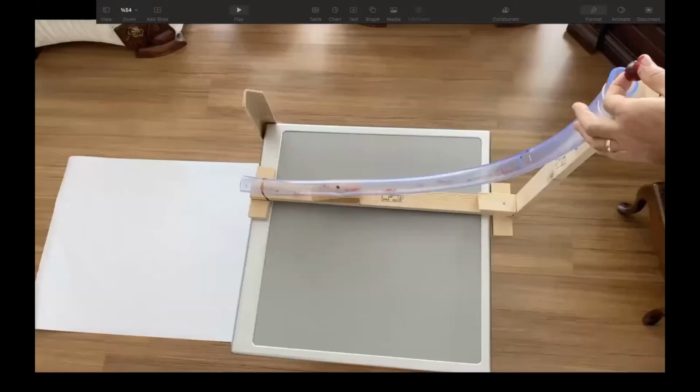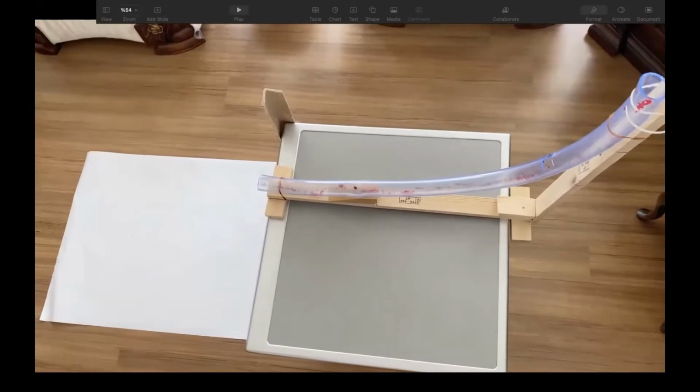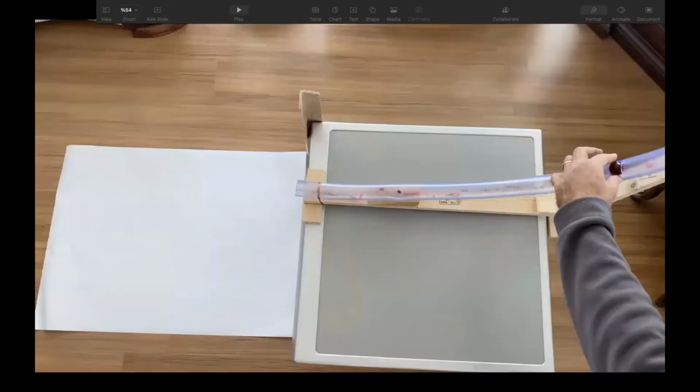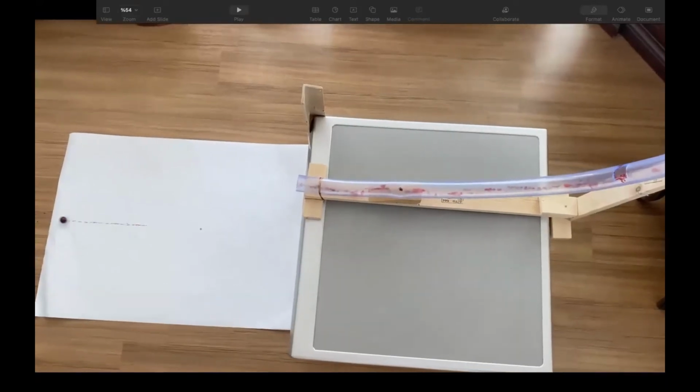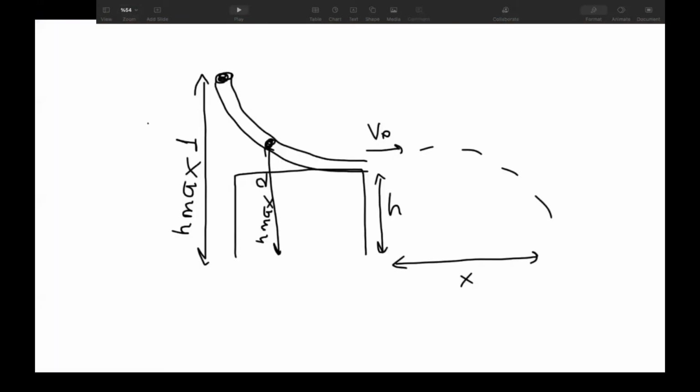First, we release the ball from the highest point of the hose, and the ball paints the point where it falls. After that, we throw the ball from the second height, which is lower than the first, and the red nail polish also paints the paper. Here you can clearly see the difference in the height from which we threw the ball.